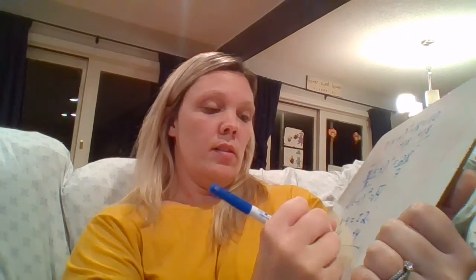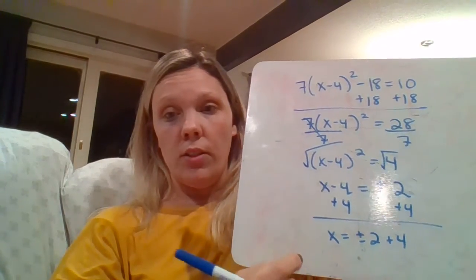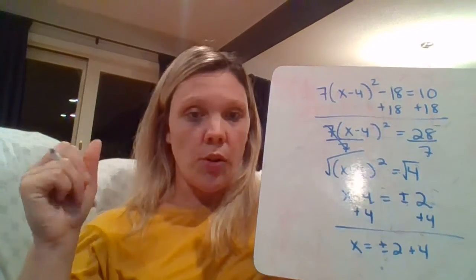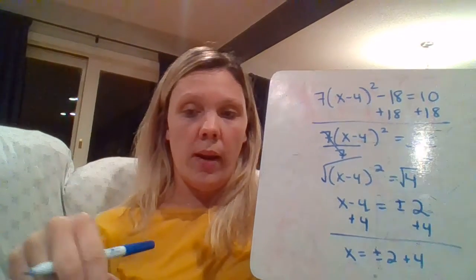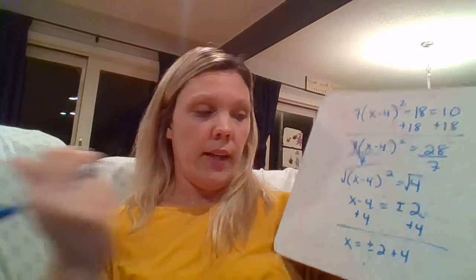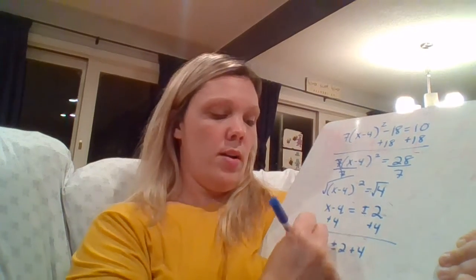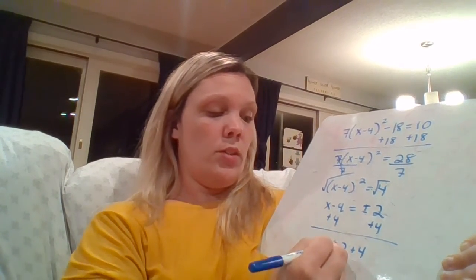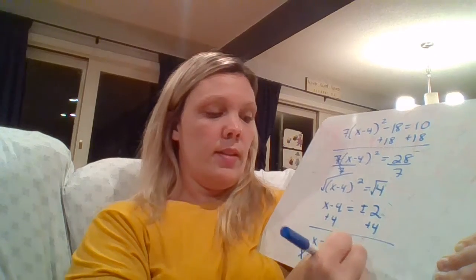And then at the end, when I go to add 4, I can actually add 4 to both plus and minus 2. On the last problem I just showed you, those aren't like terms, so you leave it the way it is. But 2 and 4 are like terms. So 2 plus 4, I get 6. And then you want to do negative 2 plus 4 to get x equals 2.